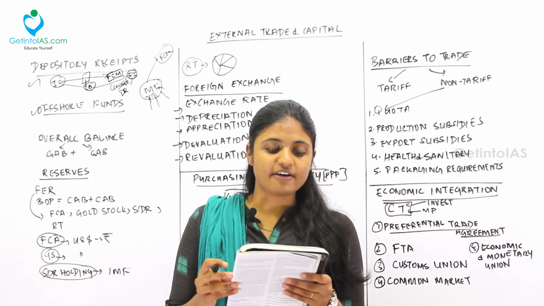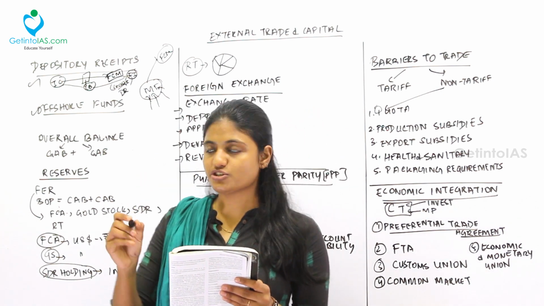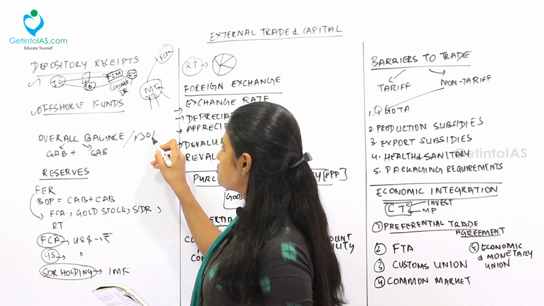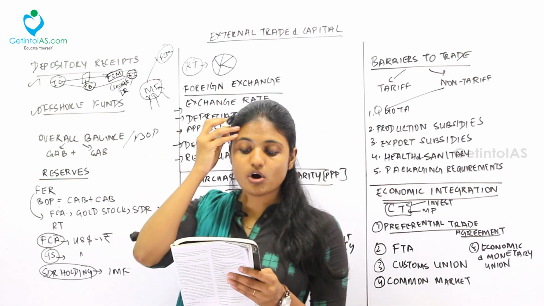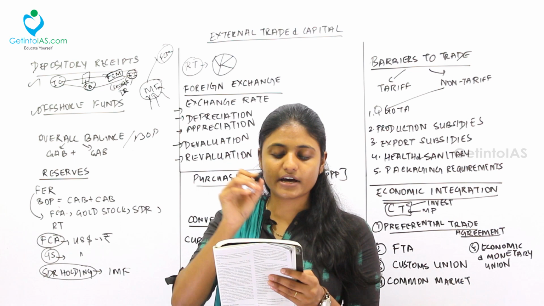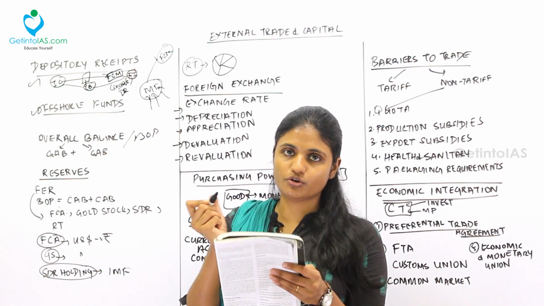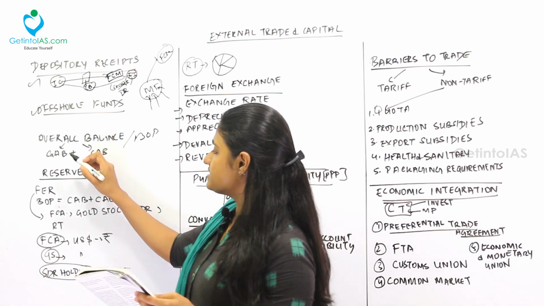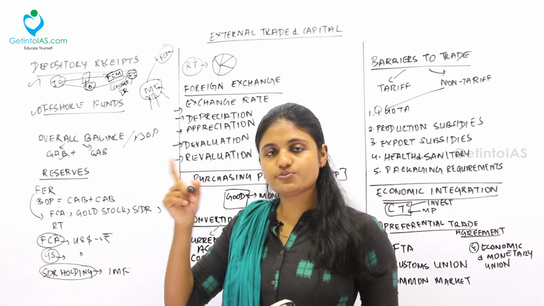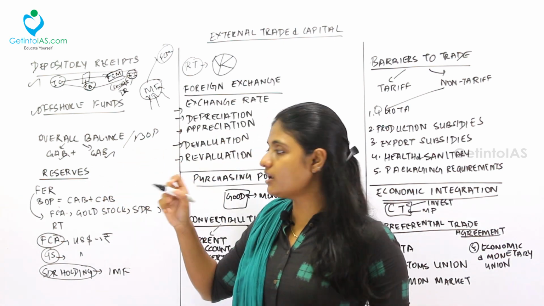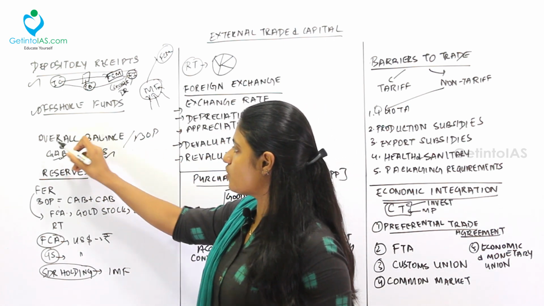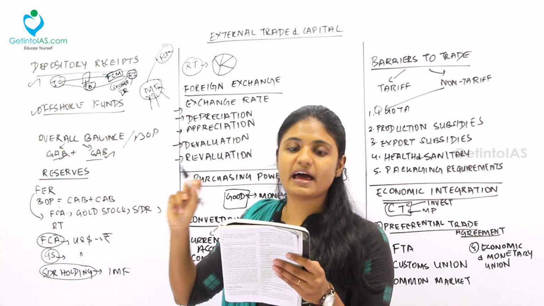After this, we have the overall balance or the balance of payment. Under this, the overall balance is the sum of the current account balance and the capital account balance. That is, the overall balance is the sum of the current account balance, which we already dealt with, and the capital account balance. So the sum of these both is called the overall balance or the balance of payment.